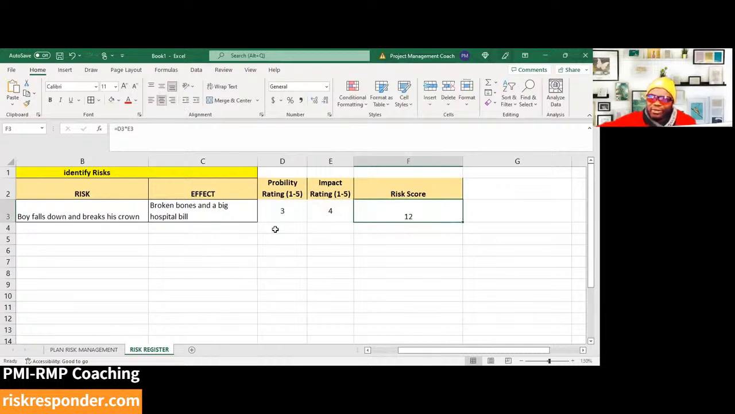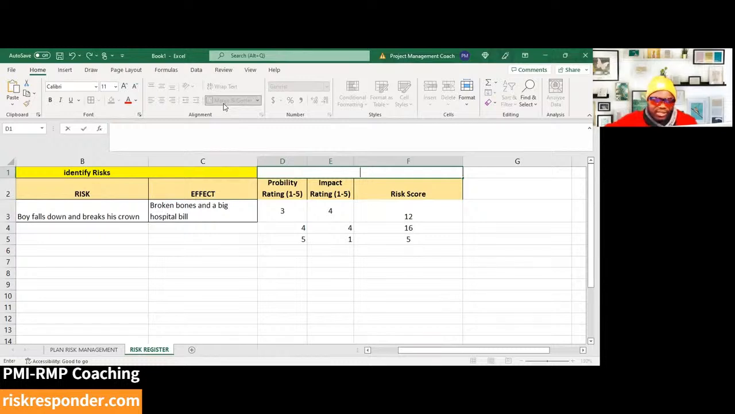So assuming we had a few other risks, and let's just put some numbers in here just for the illustration of it. So let's say we had a few other risks populated here. We would also have risk scores for those. And then we can prioritize, oh, the 16 is top 1, then the 12, then the 5. All of this, what we just did here, is known as perform qualitative risk analysis. So when PMI say perform qualitative risk analysis, this is what they're talking about.